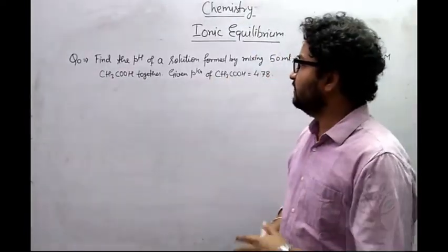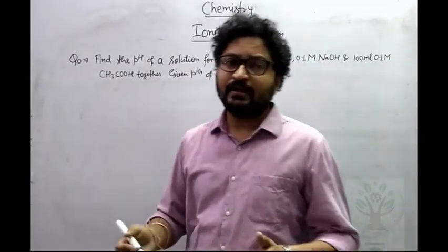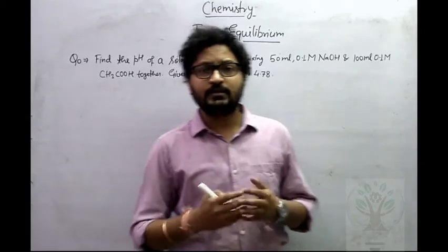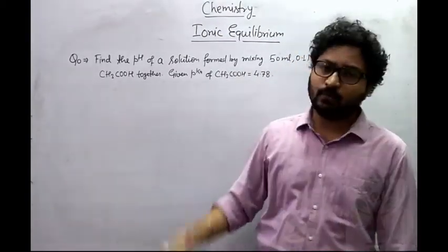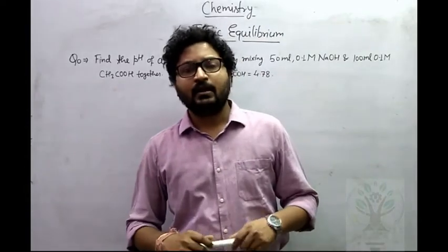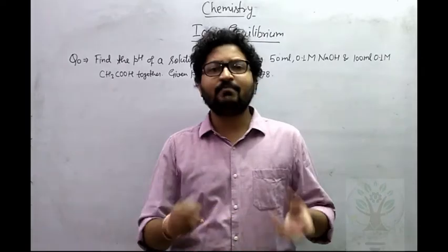Now the next question is, find the pH of a solution formed by mixing 50 ml of 0.1 molar NaOH and 100 ml of 0.1 molar CH3COOH. Given pKa of CH3COOH is 4.78. Okay. Now this type of question you will generally find in ionic equilibrium, where they will give you some mixture.